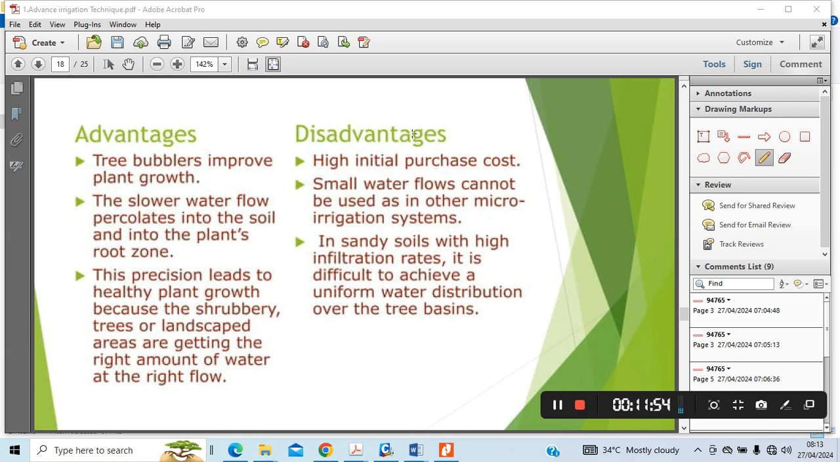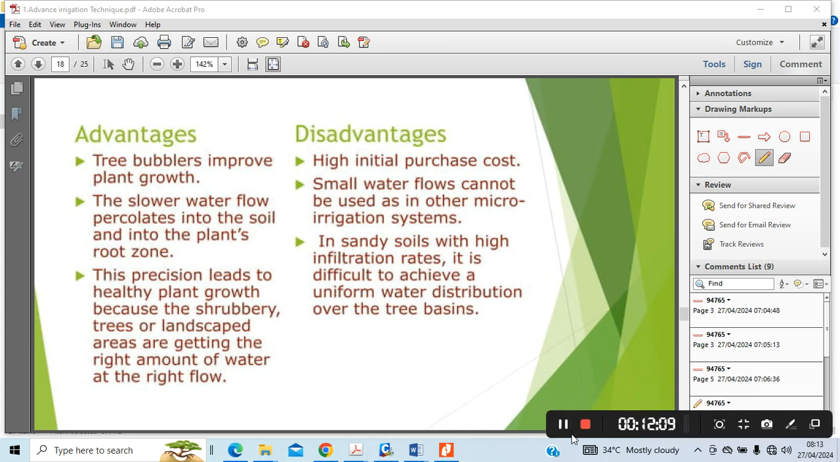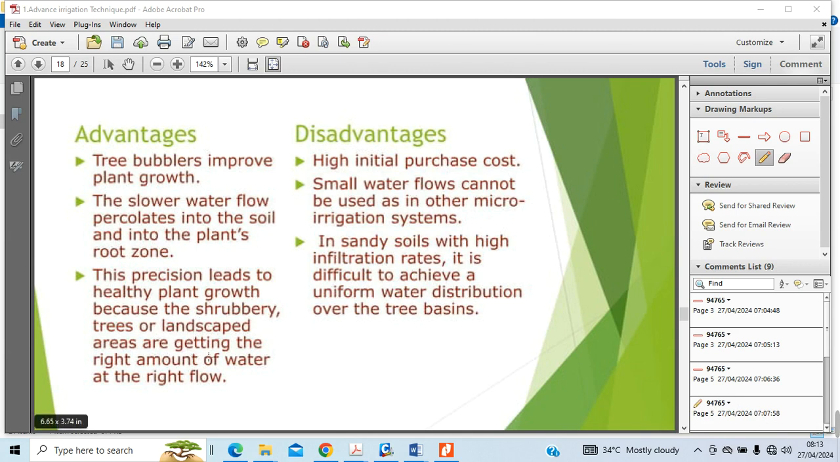Advantages and disadvantages. Tree bubblers improve plant growth. The slower water flow percolates into the soil and into the plant's root zone. This precision leads to healthy plant growth because the trees, shrubs, and landscaped areas are getting the right amount of water at the flow.